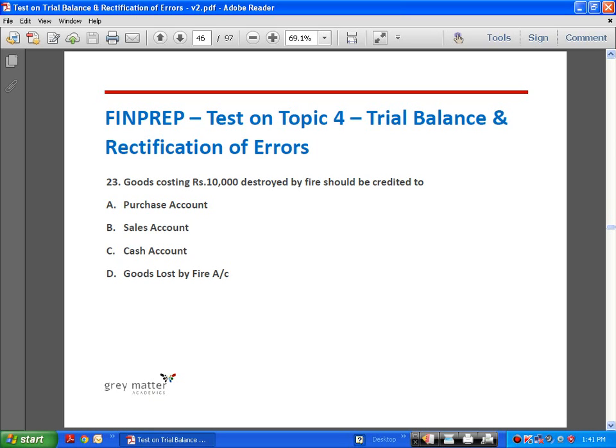Goods costing rupees 10,000 destroyed by fire. Yes, the entry will be goods lost by fire account debit to purchases account.